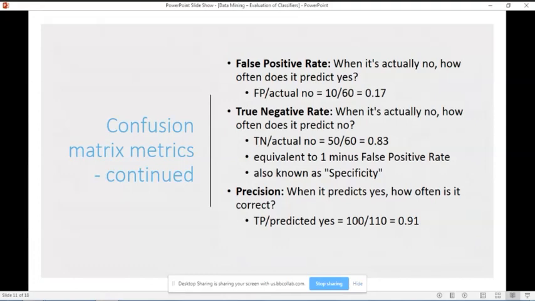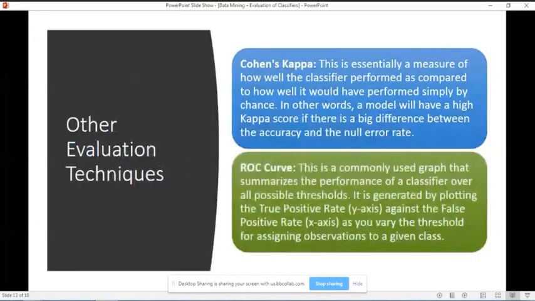Those that I mentioned are the ones we use when we start comparing different algorithms. There's other ones depending on where your data is coming from. Cohen's kappa is important for something called inter-rater reliability.